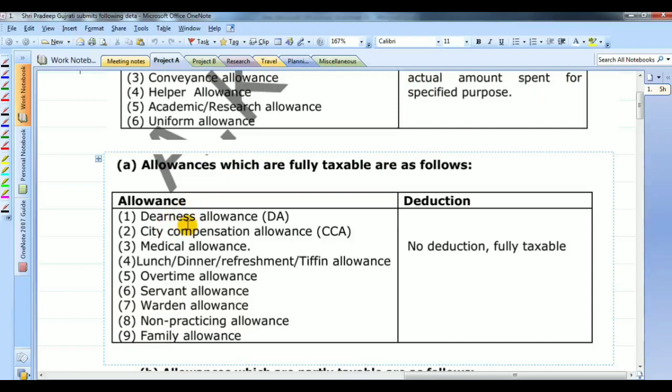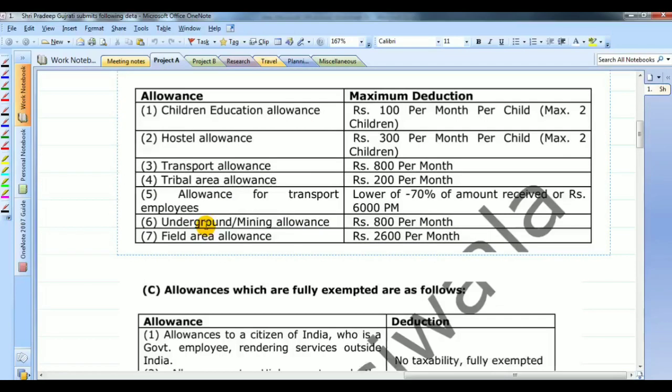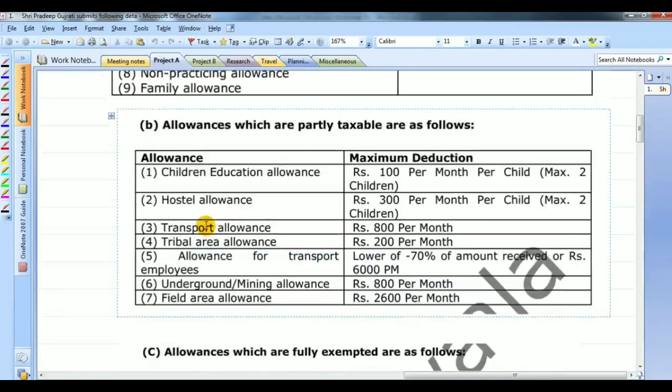Other than this, there are certain other allowances which are partly taxable and partly exempted. These are those allowances. One is the children allowance, hostel allowance, transport allowance, tribal area allowance, allowance for transport employees, underground or mining allowance and field area allowances. Now, for each of these allowances, separate deduction is given and we have to remember the amount of deduction and apply those deductions in the problems.